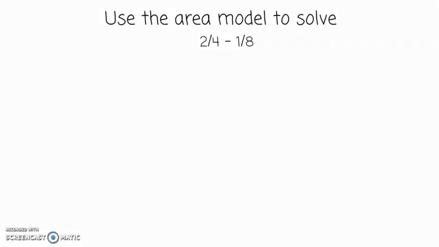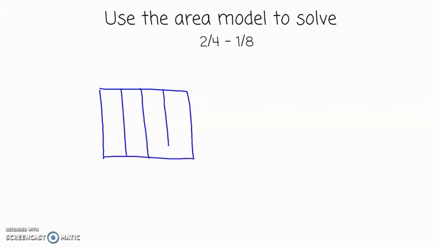In order to solve the problem 2/4 minus 1/8, I'm going to use a visual strategy called the area model. Using this strategy, students will create equal-sized pieces so they can subtract their fractions. First, I will draw a square and split it into 4 equal groups, or fourths. I will then shade in 2 of the 4 parts to represent 2/4.